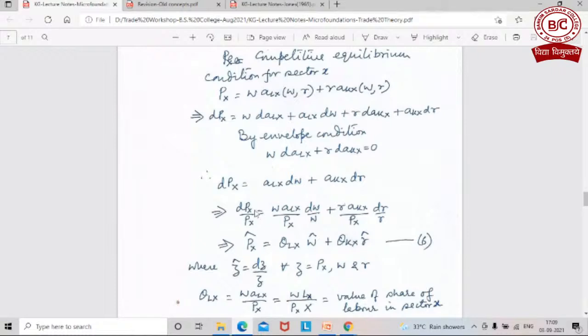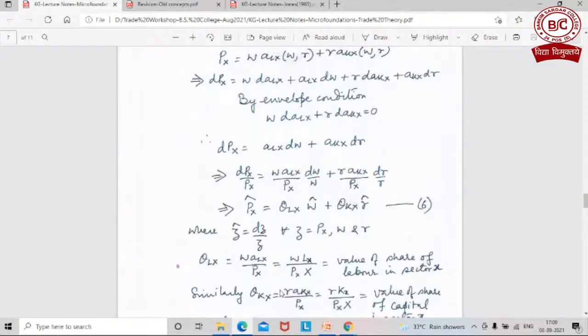Yes, sir. So here we deliberately, on the left hand side, divide by px. But we can't do this; we need to adjust the right hand side as well. So we have a px in the denominator on the right hand side. I deliberately divide dw by w, but I can't do this, so I multiply also by w. I deliberately divide dr by r, so I multiply by r. So r alx by px, what does it mean? W alx by px, sorry, w alx by px.